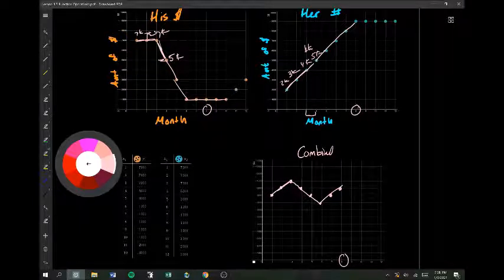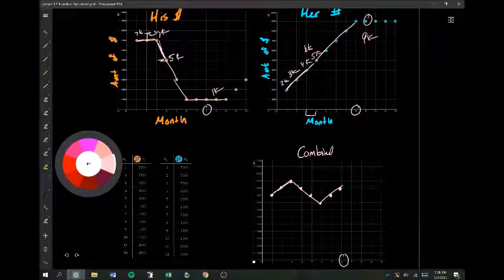In month 9, Susie has 9,000. Joe has 1,000. So in month 9, they're at 10. Yeah, they both stayed flat. They stay at 10. In month 10, it's going to be 9,000 plus 1,000 again. And then in 11 and 12, Joe starts picking up again.